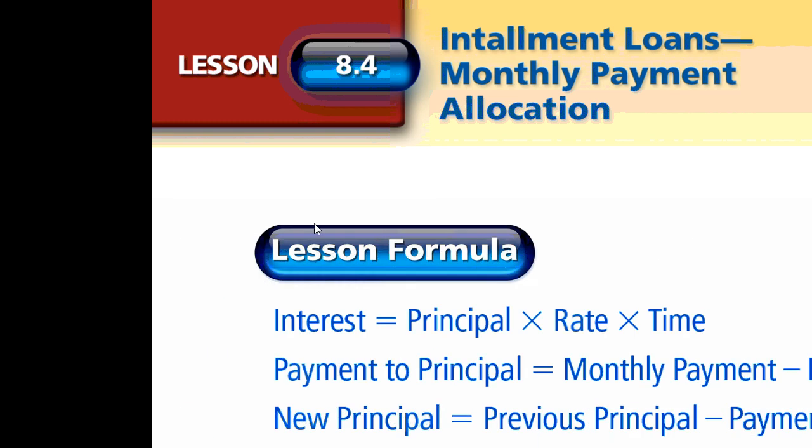Our formulas for this lesson are, of course, the interest formula, which is our principal amount, which is what we start with, the loan amount, times the rate, which is usually a percentage, times the time that goes by. Do not forget, if you're making monthly payments, you have to divide the time by 12. Okay, our payment to the principal is whatever your monthly payment is minus the interest you're paying for that month. And our new principal is your previous amount that you owed minus whatever payment to the principal that we calculated. Right? If you need to, make sure that you pause the recording so that you can write these items down.